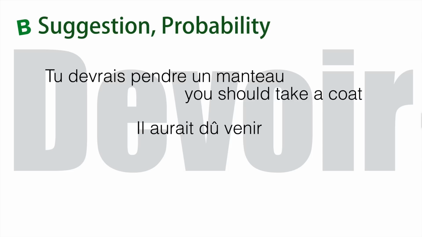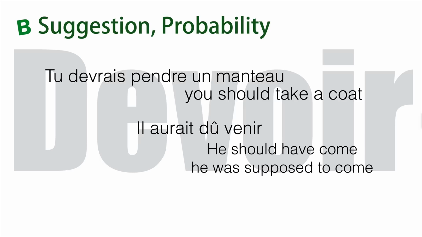Let's now speak about a probability. Il aurait dû venir. Again, conditional mood, but past tense. Here we have the past participle of the verb devoir, which is dû. If you want the complete conjugation of this verb, you can go to my website. You will find it with sound. The meaning is he should have come, or he was supposed to come. Again, the translation of should. Suggestion, probability, conditional mood.